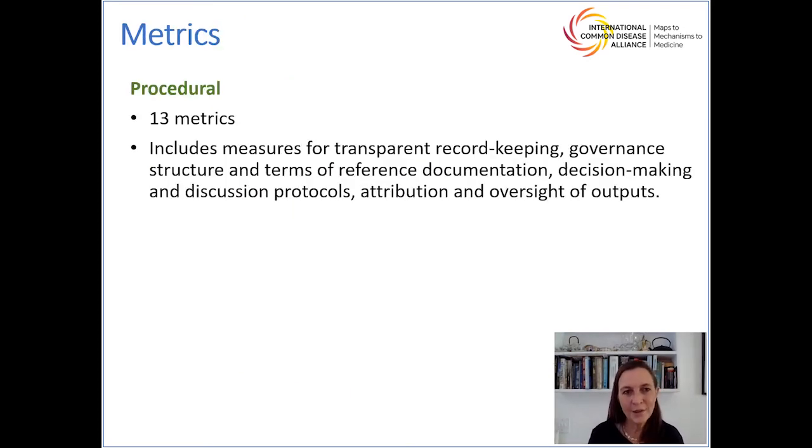Under the procedural theme, we have 13 metrics, and these look at measurements for processes such as transparent record keeping, the governance structure for the working groups, in terms of references, the documentation, and how we formalize the participation in the working group. And we also looked at decision-making and discussion protocols and attribution and oversight of outputs from the working group. So this is about looking at the structure and how the structure has been put together to ensure that we can uphold global equity and support all the other themes that we've identified.